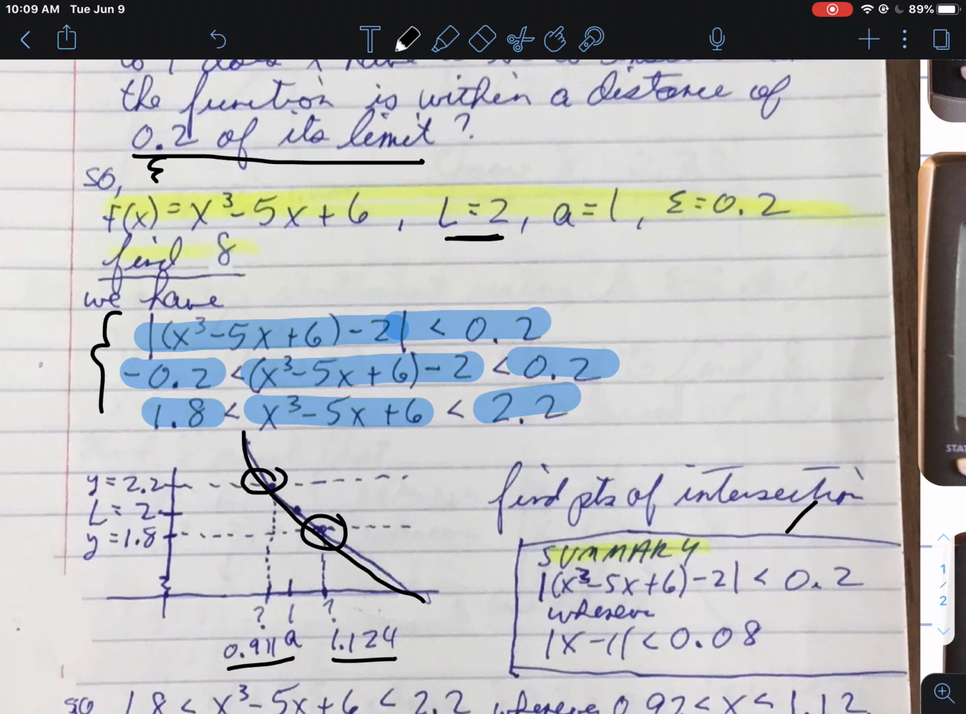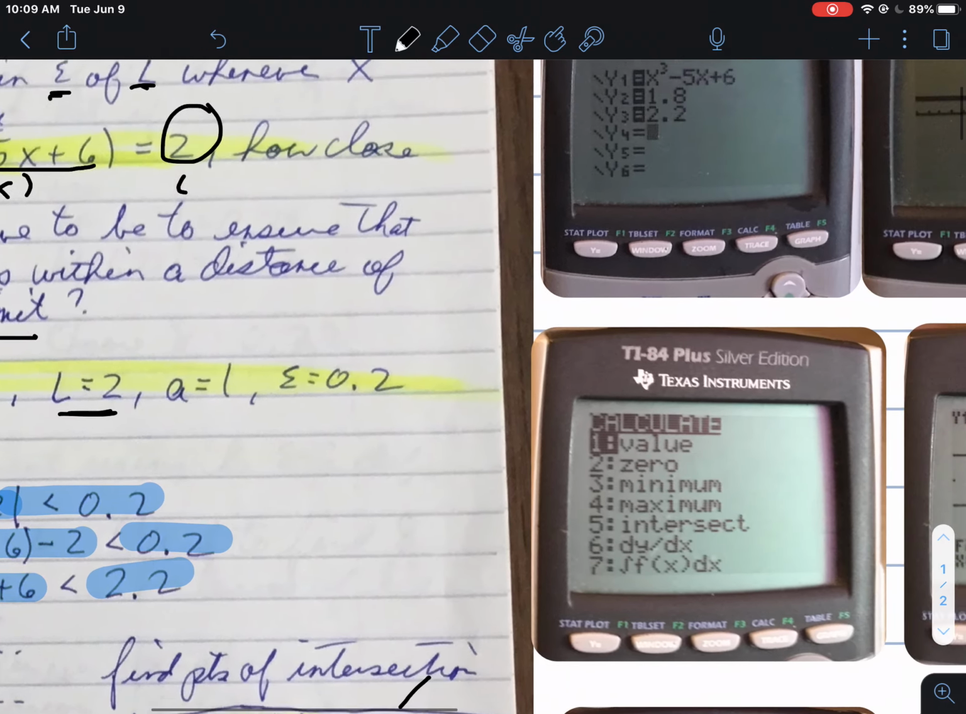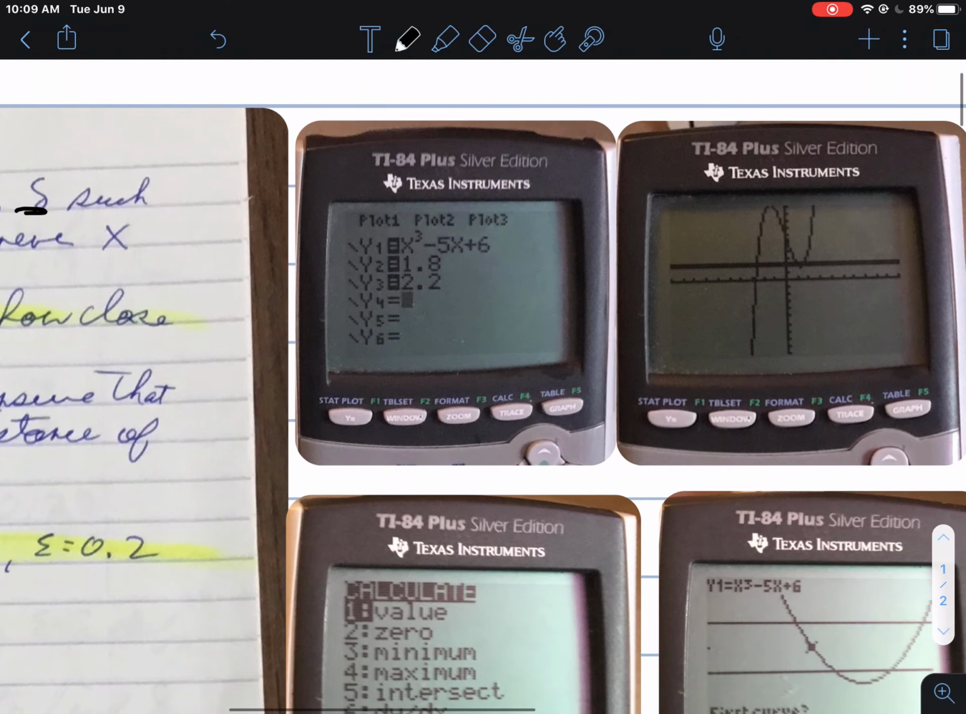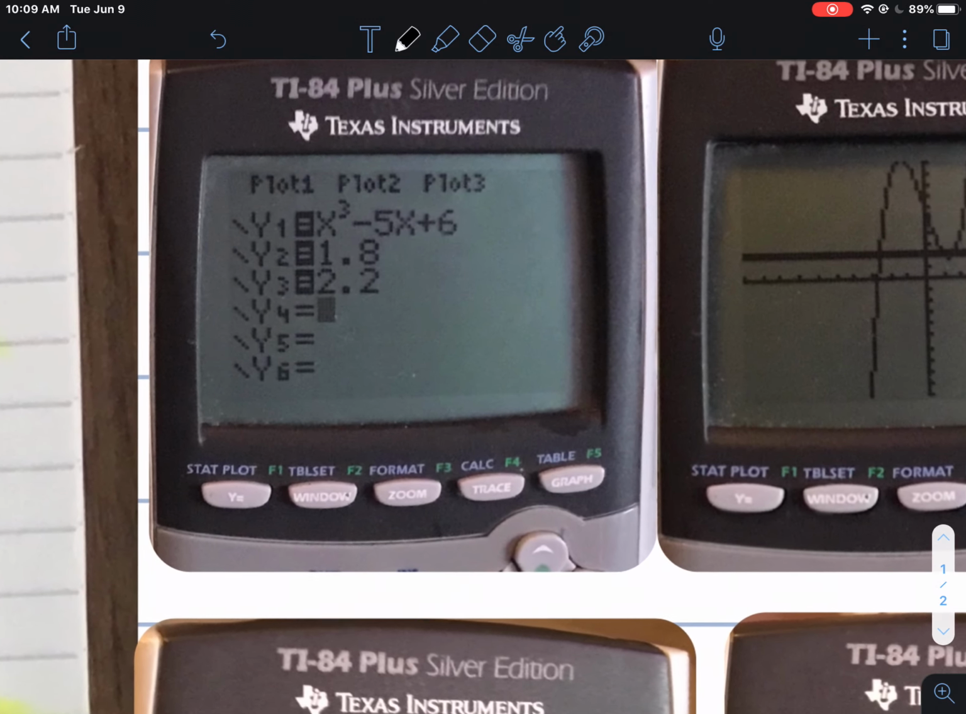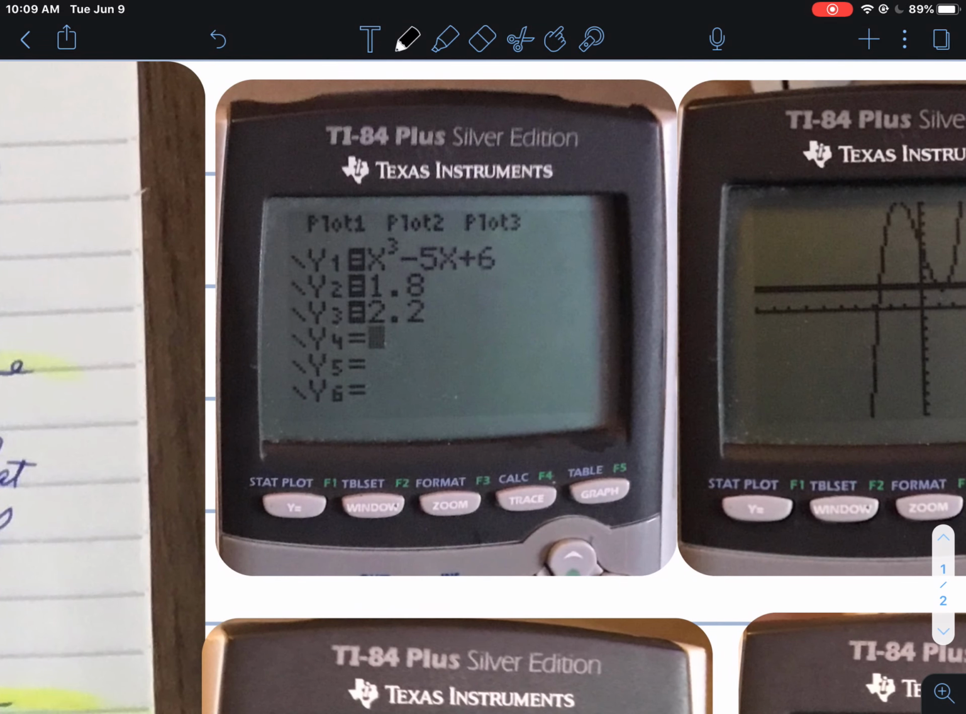I'm going to take you through this step by step. I know some of you are probably more familiar with using calculators than others, so I want to go step by step to make sure we're on the same page with how to use this process. If you know how to find points of intersection, that's really all I'm doing here.